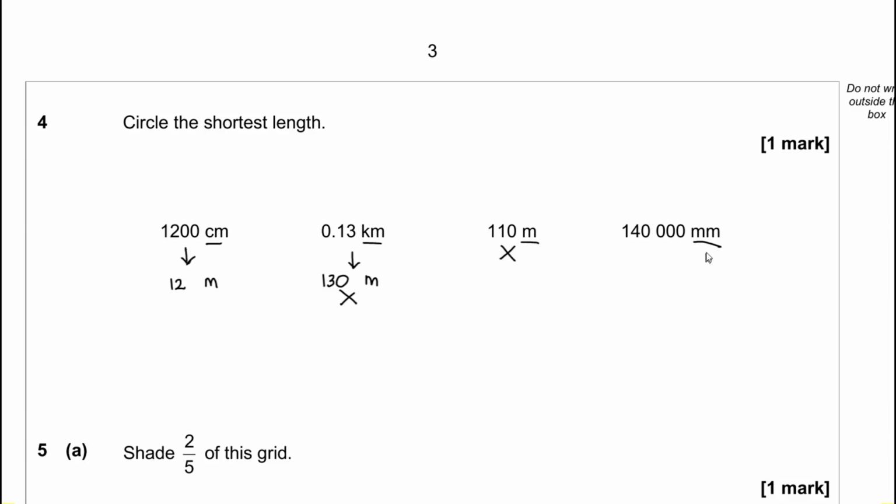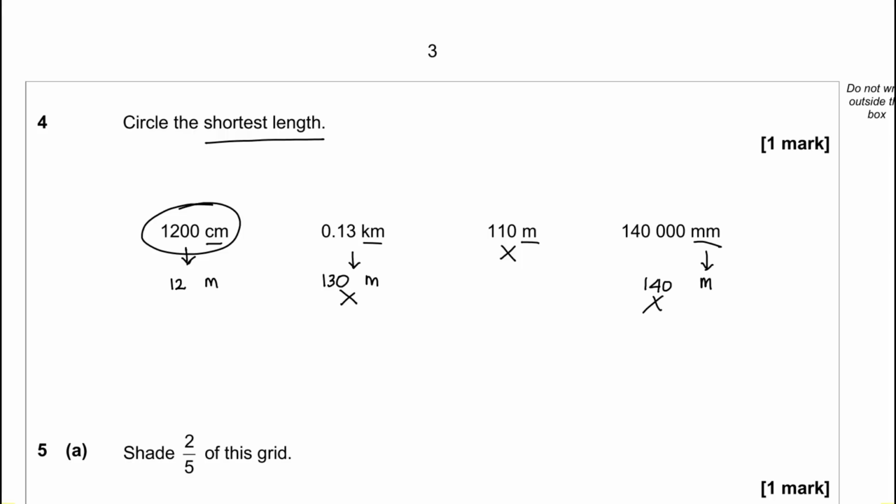What about this one? To convert from millimeter into meter, we need to divide it by 1000. So it's 140,000. We just have 140. This is longer. So this will be our answer because we were looking for the shortest length.